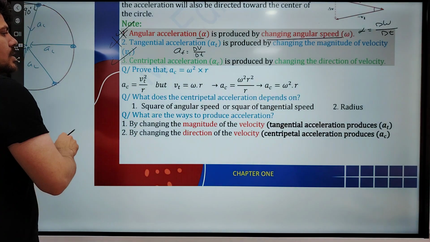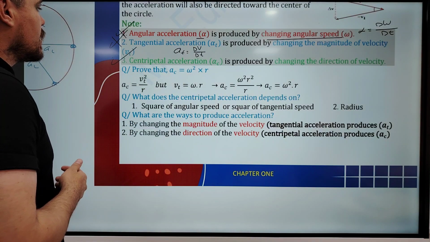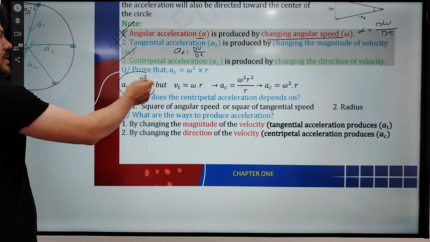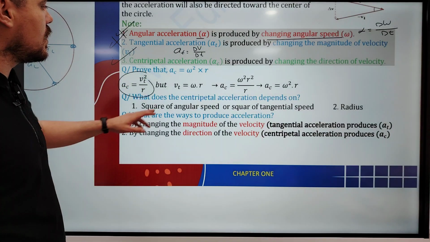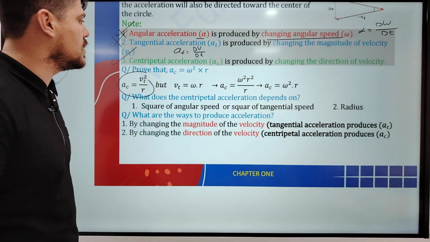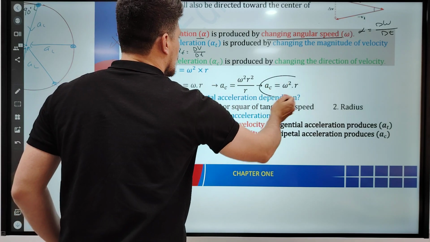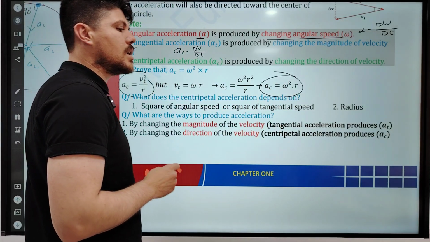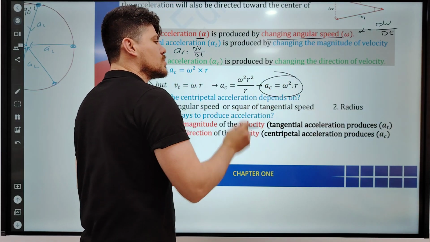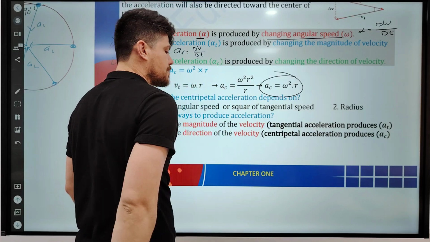Okay. Prove that AC is equal to omega square R. We proved it already. AC is equal to VT square over R. VT, as we studied, is equal to omega times R. Replace into the equation. AC is equal to what? Omega square times R. This equation can be used when the angular speed is given in the question.